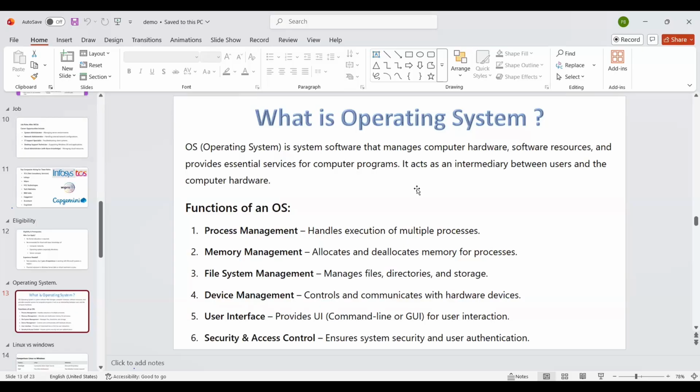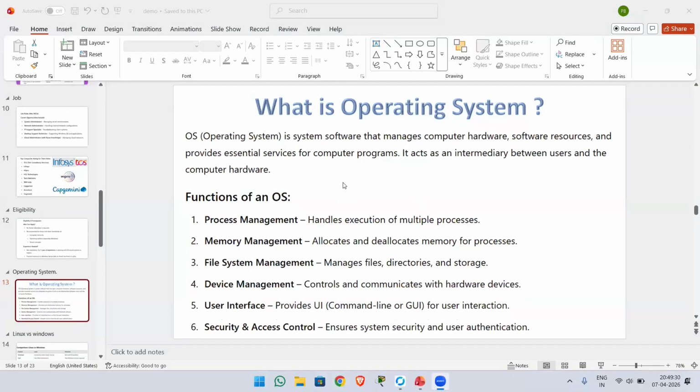So the core functionality of an operating system is providing the interface between the user and computer hardware, working as an intermediary, right? The major tasks the operating system performs: it manages the processes. In our operating system, we have different types of processes present, right? For managing all these processes, our operating system is responsible.